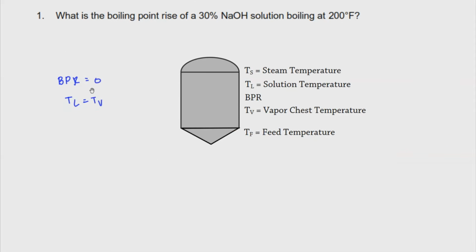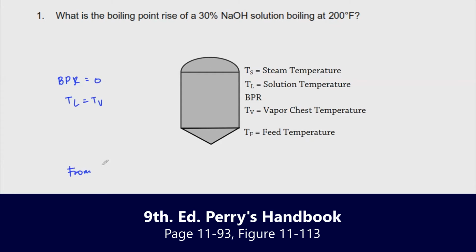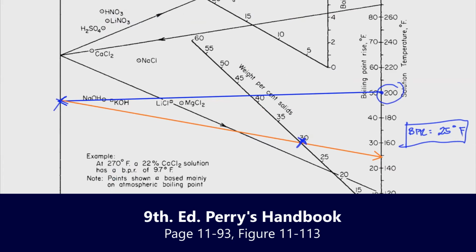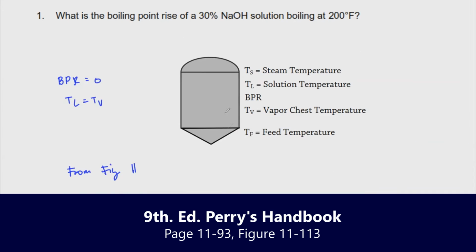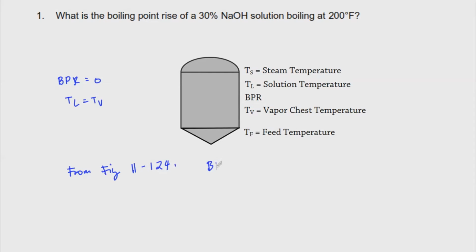So in this case, we could say that from, let's say, from figure 11-124, the BPR is equal to 24 degrees Fahrenheit. Okay? So, ganun lang siya kasimple.